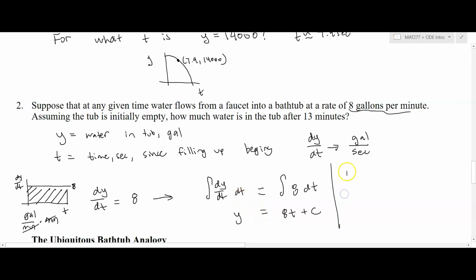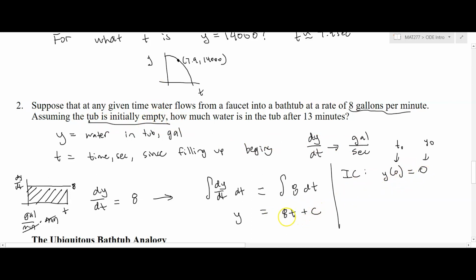Our initial condition is the ordered pair y at time 0 is equal to 0, right? So how do we know that initially, at time 0, there are 0 gallons? Because we're assuming the tub is initially empty. The tub is initially empty tells us what that initial condition is.